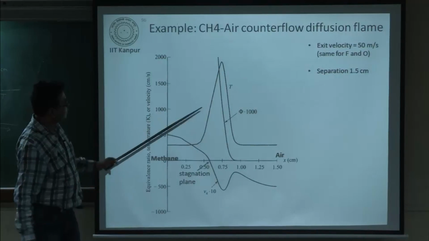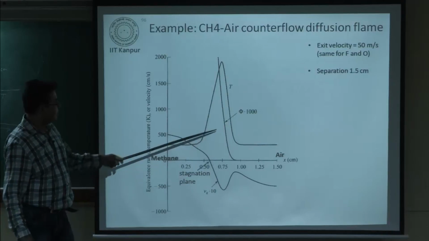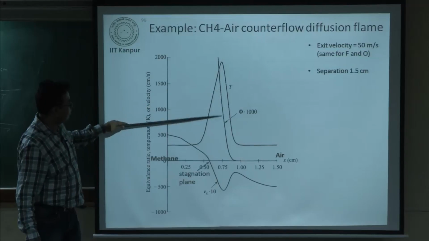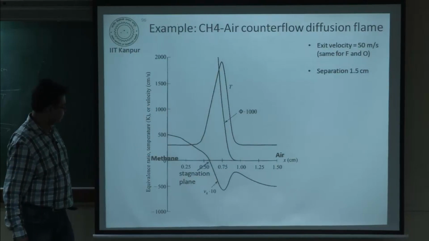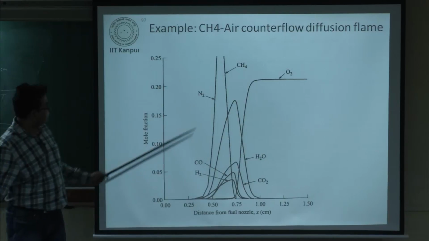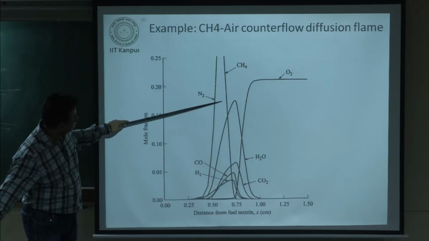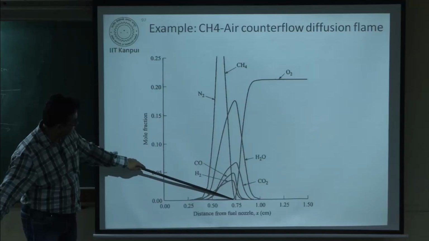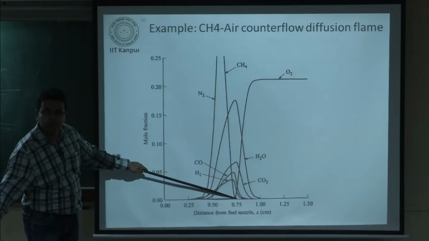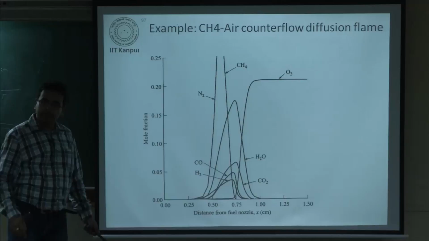Equivalence ratio, as I said, in the methane, which is a pure fuel, would be infinity, and at the air side the equivalence ratio will be 0. So the variation will typically look like this. Some other species: CH4 is diffusing from one side and O2 is diffusing from the other side. So you see that CH4 is like this, it is going here, and here also you see that O2 is almost 0. There are some other radicals around this.